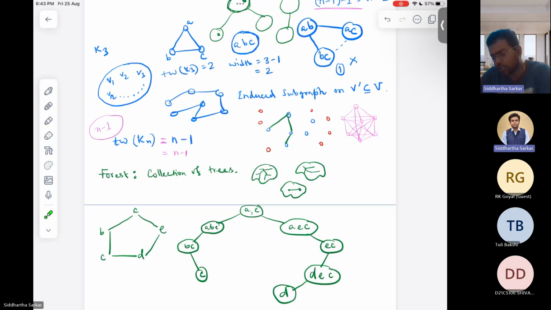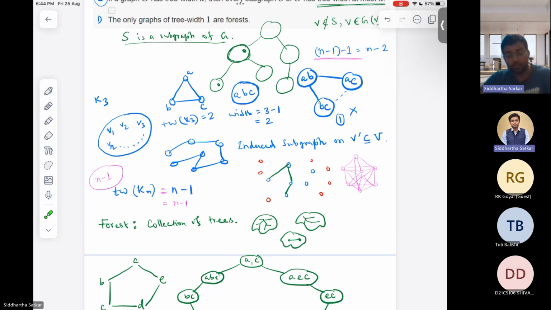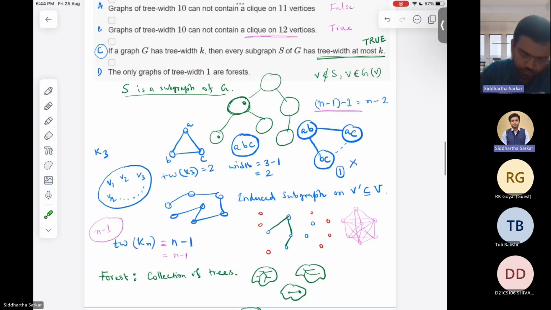and people have shown that for a cycle, getting the bag size from 3 to 2 will be impossible. So if you have a cycle, therefore the graph is not a forest, then you cannot afford a treewidth of 1. You have to increase. So this statement is true.